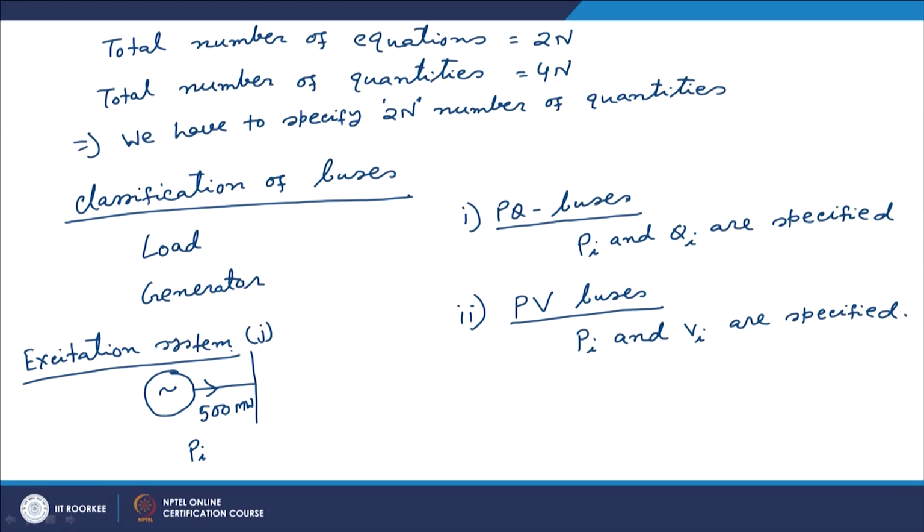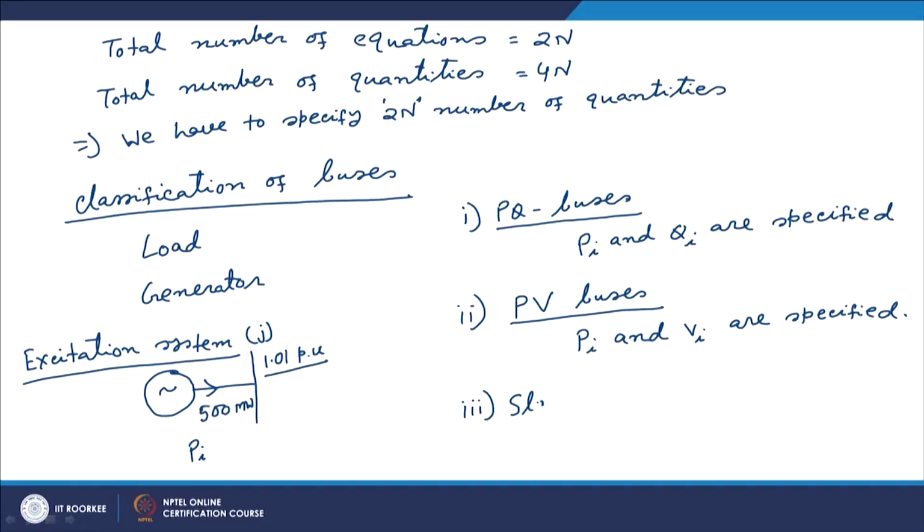So under steady state condition, because of the action of the excitation system, we can always safely say that the voltage magnitude of the generator bus is known. So we can pre-specify this particular voltage magnitude at this bus. For example, in this case we can perhaps say that this generator is maintaining this bus voltage at, let us say, 1.01 per unit. So for this generator, the value of VI, the specified voltage magnitude, is 1.01 per unit, because the excitation system is able to maintain this voltage magnitude at 1.01 per unit.